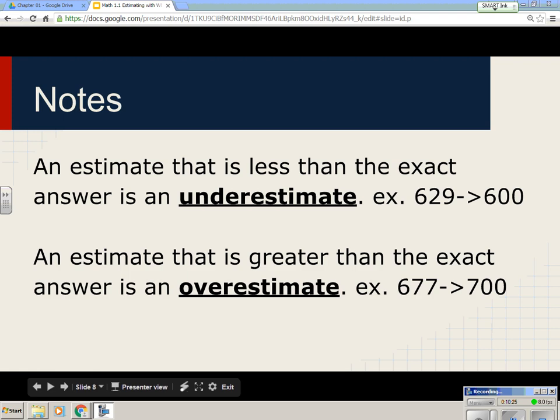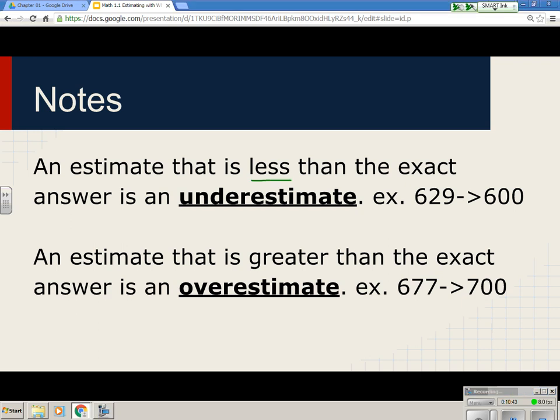All right, you're going to add the notes subheading once again. And there's a couple other notes I want you to write down here today. Those being these fancy words that say overestimate and underestimate. So what does that mean? Well, an underestimate, or an estimate that is less than the exact answer, that is considered an underestimate. And I even give an example here. 629, you can see that I came up with 600. So I rounded down in this example.